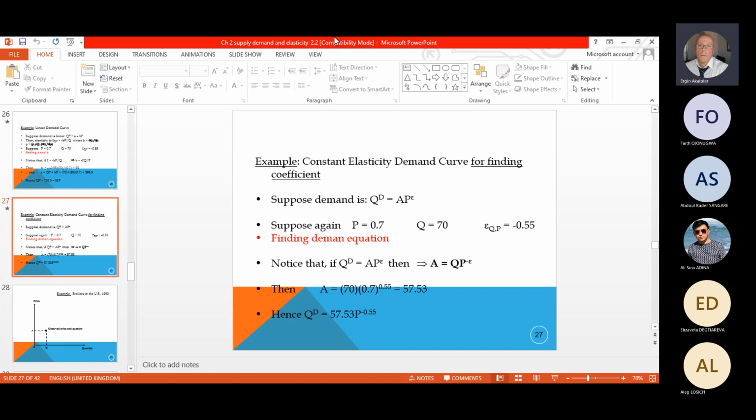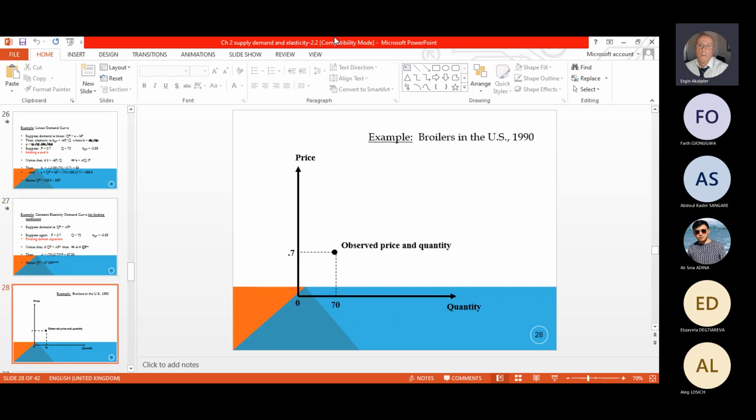Then you put this given information into the equation where A is Q multiplied by P to the power of the elasticity. Then A is 70 multiplied by 0.7 to the power of 0.55, which gives you 57.53. The QD, the demand equation, is then given with the coefficient 57.53 and price to the power of 0.55, which is the elasticity of this equation.